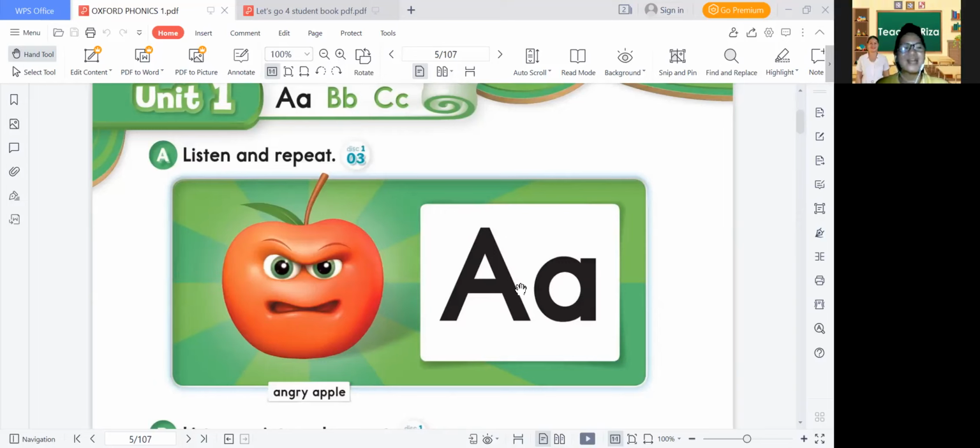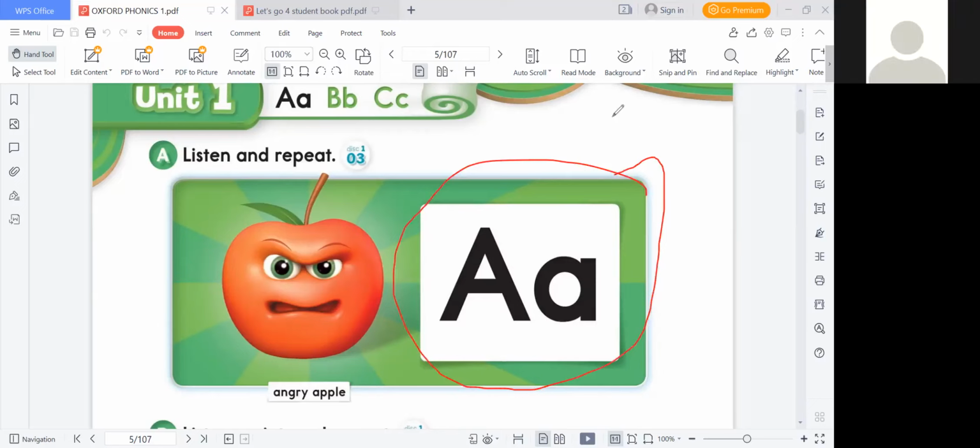Okay, so let's start from the very basic. Let's start with letters. Can you tell me what letter is this? This is letter A. Can you please repeat? This is letter.